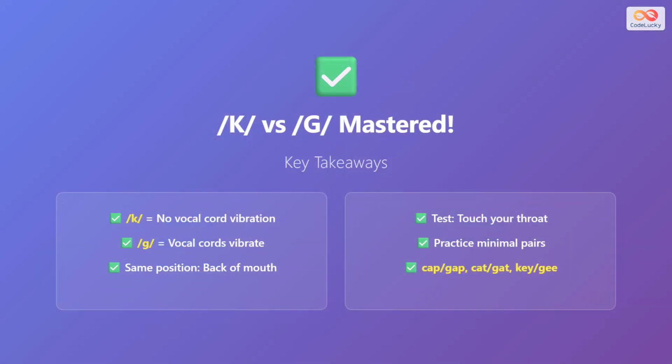Congratulations on completing this pronunciation lesson. Let's recap the key points. The K sound is voiceless, meaning no vocal cord vibration. The G sound is voiced, meaning your vocal cords vibrate. Both sounds are made at the soft palate at the back of your mouth. To test which sound you are producing, touch your throat and feel for vibration. Practice with minimal pairs like cap and gap, cat and gat, and key and G. With consistent practice, you will master the difference between these two important English sounds.